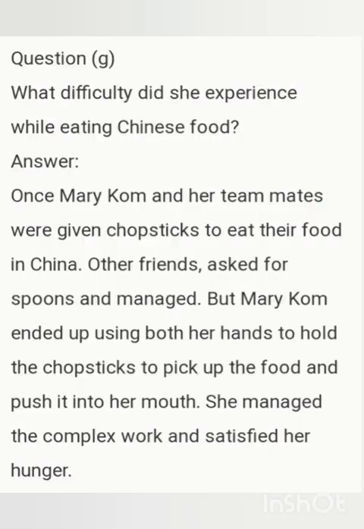The next question. What difficulty did she experience while eating Chinese food? The answer is: Once Mary Kom and her teammates were given chopsticks to eat their food in China. Other friends asked for spoons and managed, but Mary Kom ended up using both her hands to hold the chopsticks to pick up the food and push it into her mouth. She managed the complex work and satisfied her hunger.